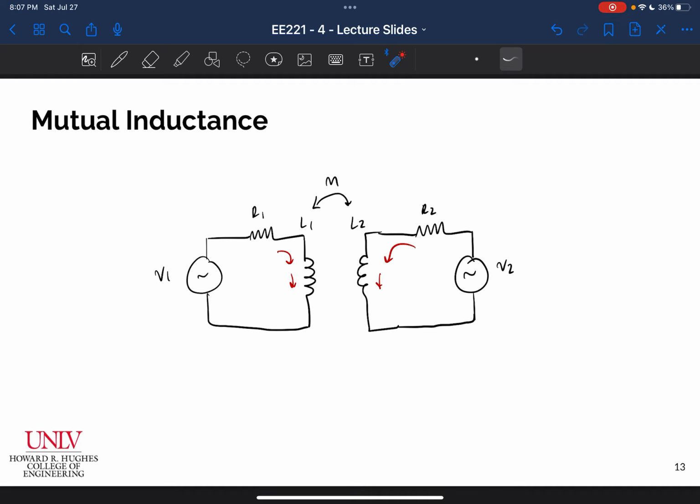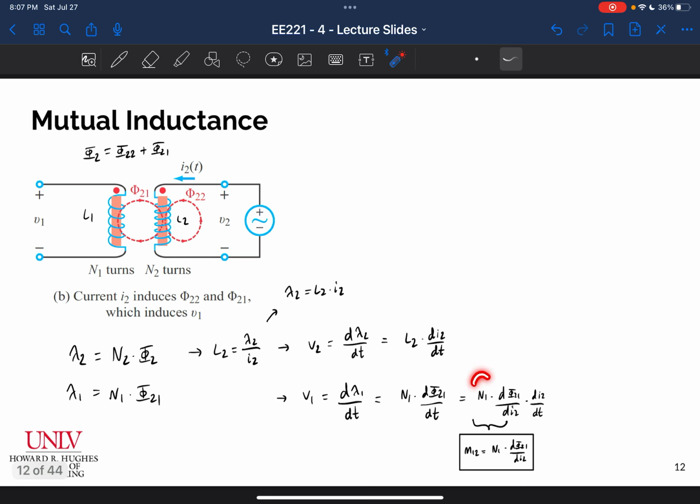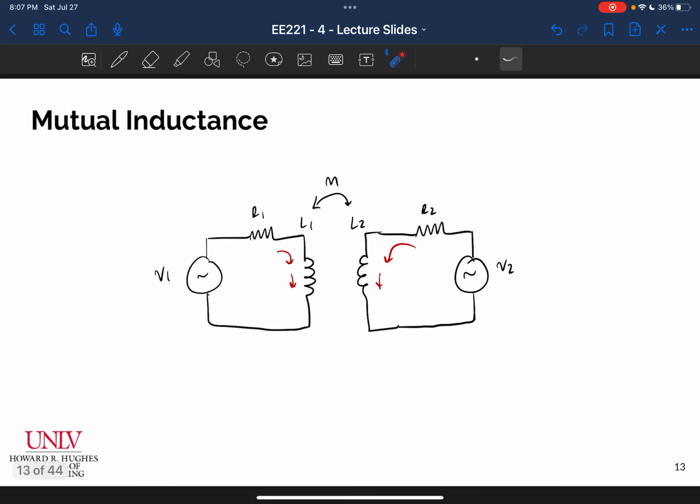I've derived the mutual inductance and what it is, just basically shown that it is a term that pops out of the math that can be treated as an inductance because it has units of henries. And we're going to basically utilize that to help us solve these circuits, okay?